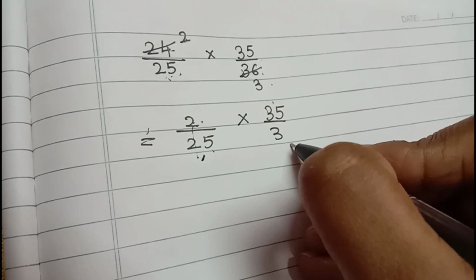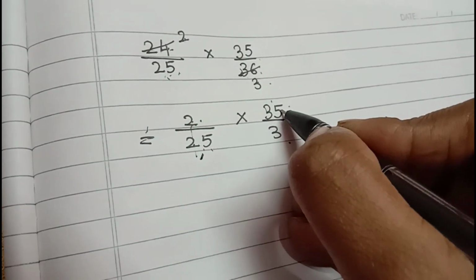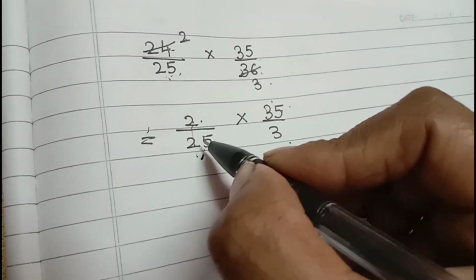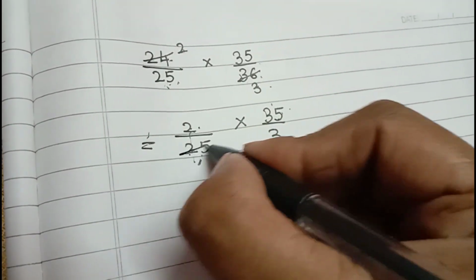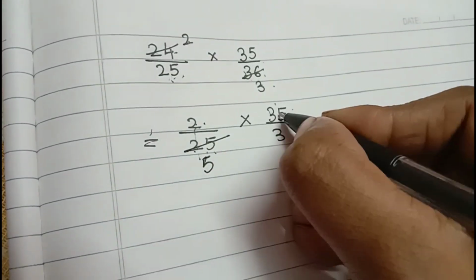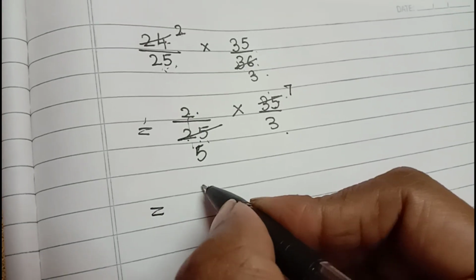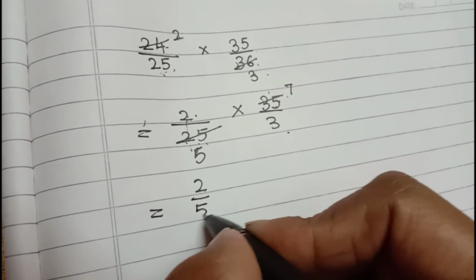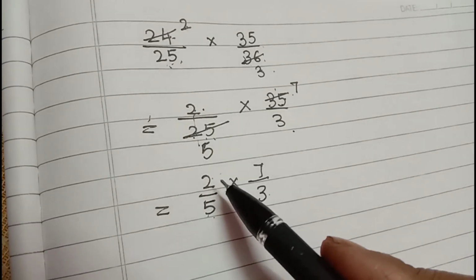Now 2 and 25, anything is getting cancelled? No. 2 and 3, anything is getting cancelled? No. Now 25 and 35, do I have any common factor? Any number in which table 25 and 35 comes? Yes, 5's table. 5 5s are 25, 5 7s are 35. Now again I will write the leftover. 2 by 5, 7 by 3.